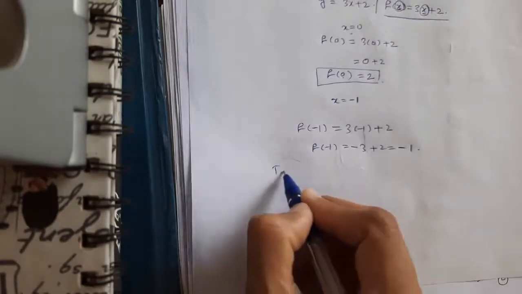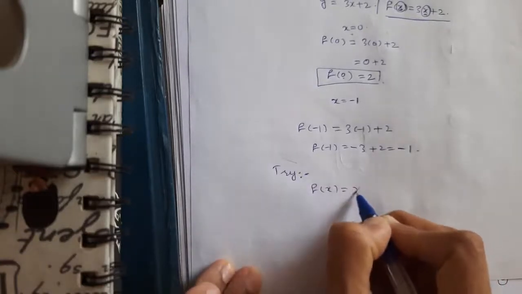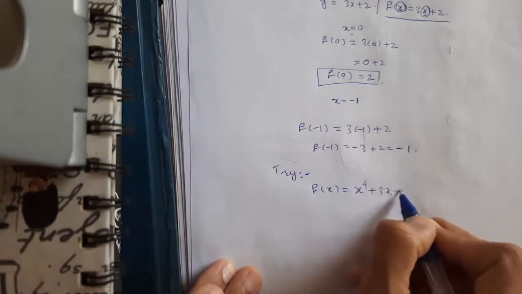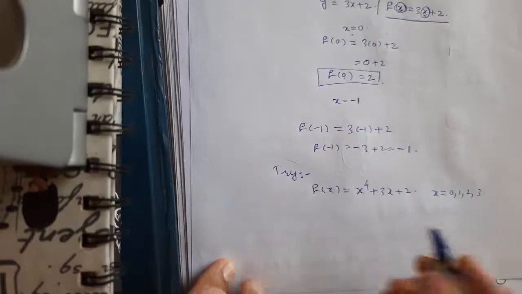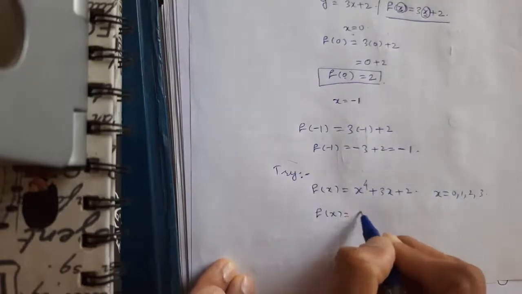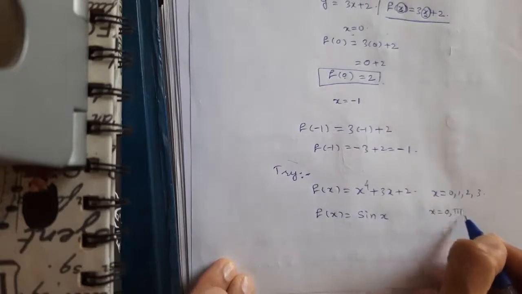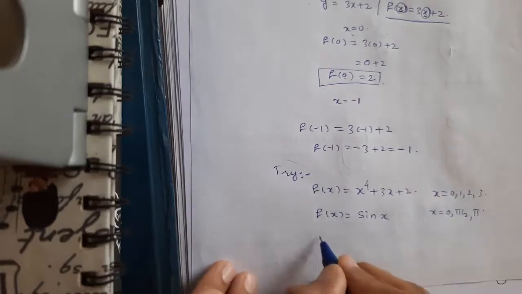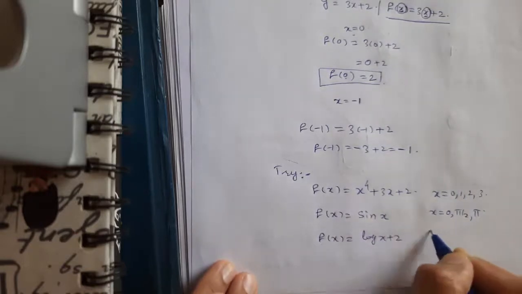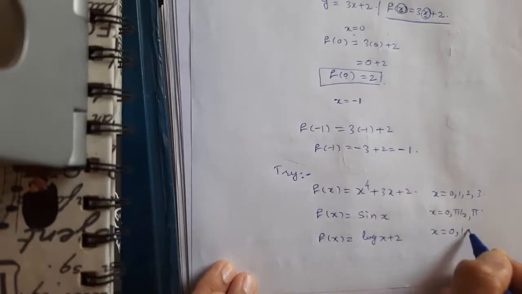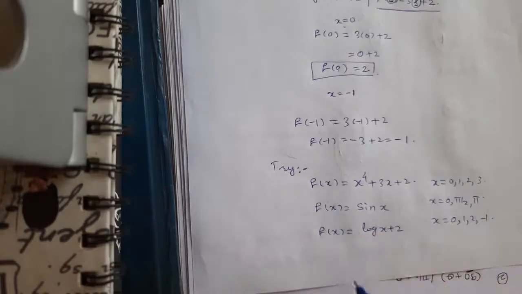So try some examples. Try to find the value of the function f of x equals x to the power 4 plus 3x plus 2 for x equal to 0, 1, 2, 3. f of x equals sin x for x equal to 0, pi by 2, pi. f of x equals log x plus 2 for x equal to 0, 1, 2, minus 1. So try these examples and find out the values of the function.